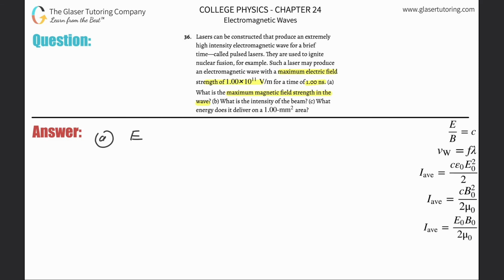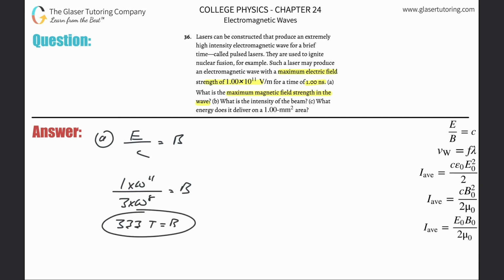The maximum electric field strength divided by the maximum magnetic field strength is equal to the speed of light. So if I want to find B, I simply cross multiply and plug in that electric field. So 1 times 10 to the 11th volts per meter, those are the standard units, divided by the speed of light, which is 3 times 10 to the 8. That's it, nice and easy. So 1 times 10 to the 11th divided by 3 times 10 to the 8 is 333, and that's in Tesla. That's the magnetic field, so that takes care of letter A.